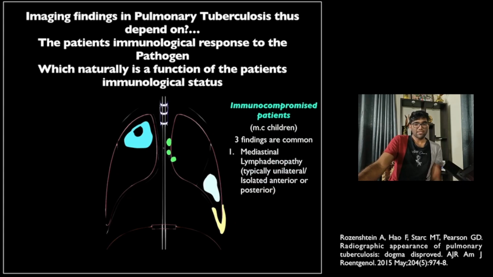The first is mediastinal lymphadenopathy that I have drawn in green. Typically unilateral or isolated anterior and posterior mediastinal lymphadenopathy, again in contradistinction to what we see in sarcoidosis. Next, we have lower lobe consolidation, that is this. And third, we have a pleural effusion, which I've drawn in yellow.